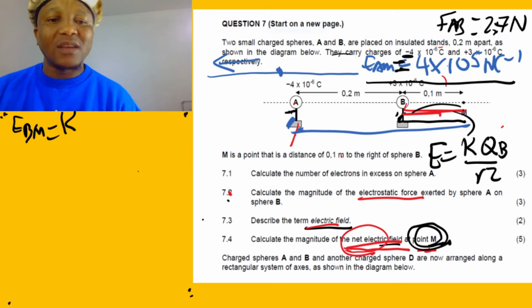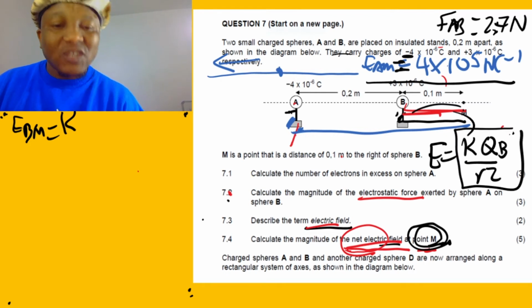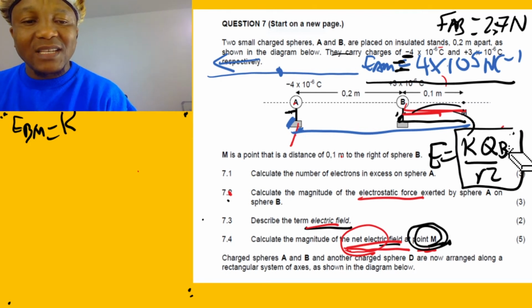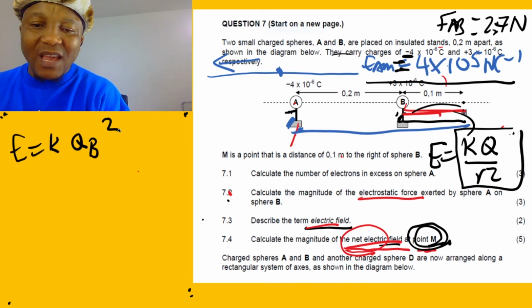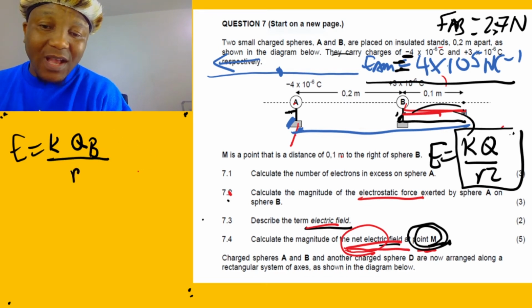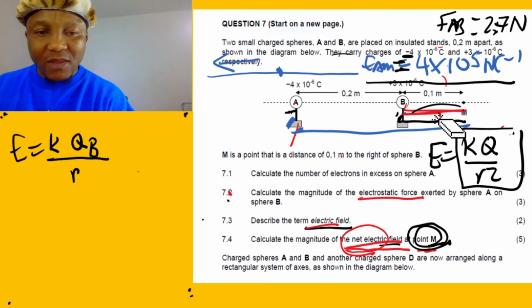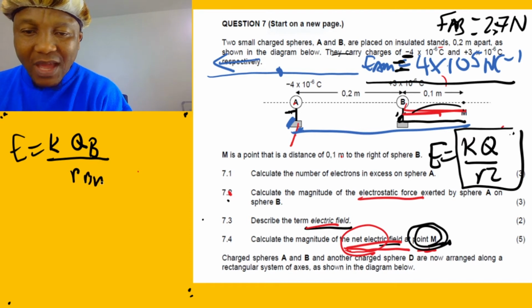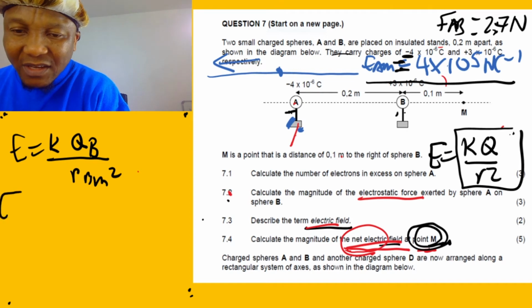So the quantity of charge now is B. There is no square on the charge, it's just k times the charge over the square of the distance. So electric field equals k times the charge of B over the square of the distance, where the distance is BM, and you square that distance. Now we go. So now the electric field of BM.